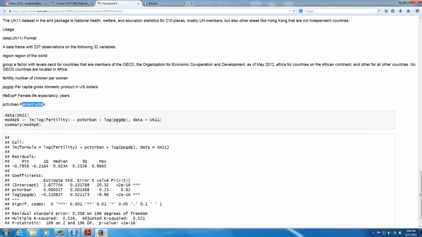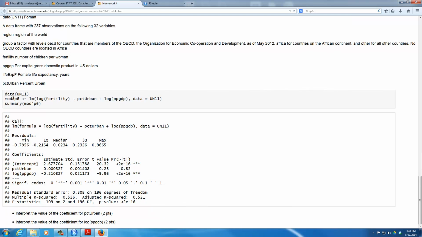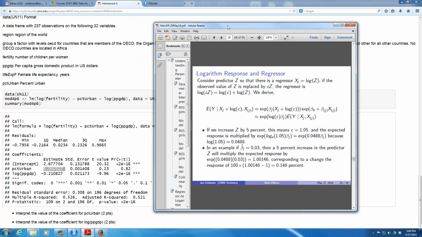and then we're going to have per person gross domestic product, and that is going to be in a logarithm also. And so in this problem we have model 4P6, which is given right in here, and what I would like to have you do is interpret this percentage urban coefficient. I think you should be using the percentage change interpretation that we talked about in our overheads right in here on, I guess, about overhead 26.